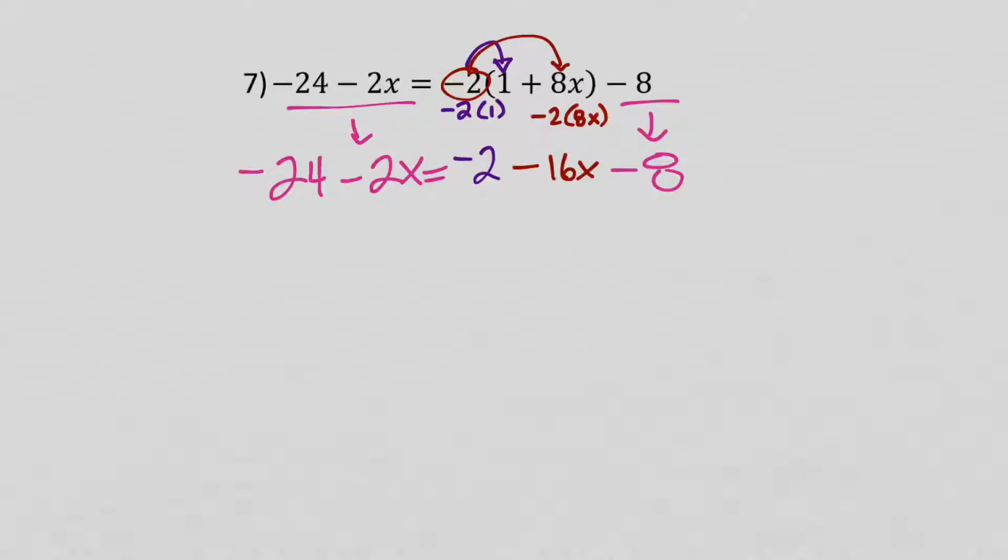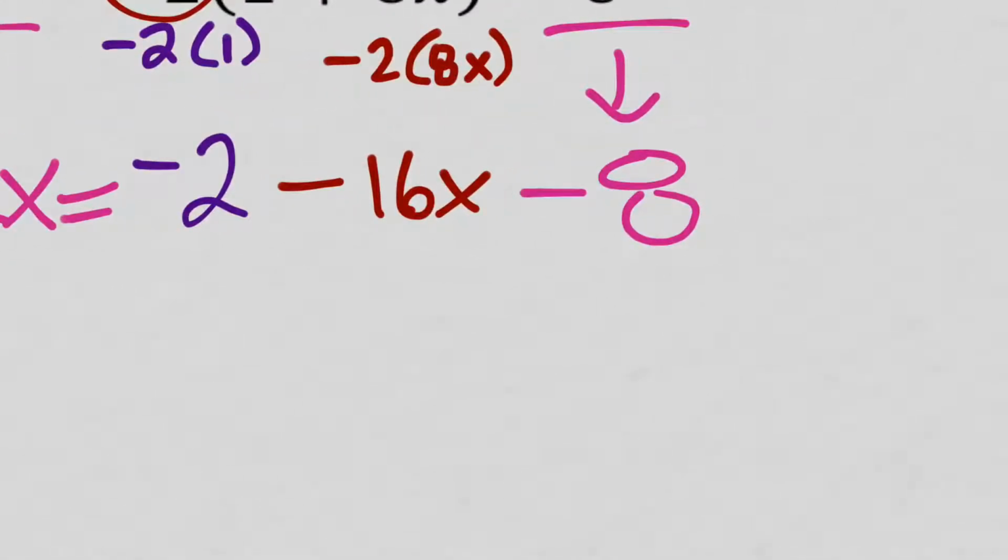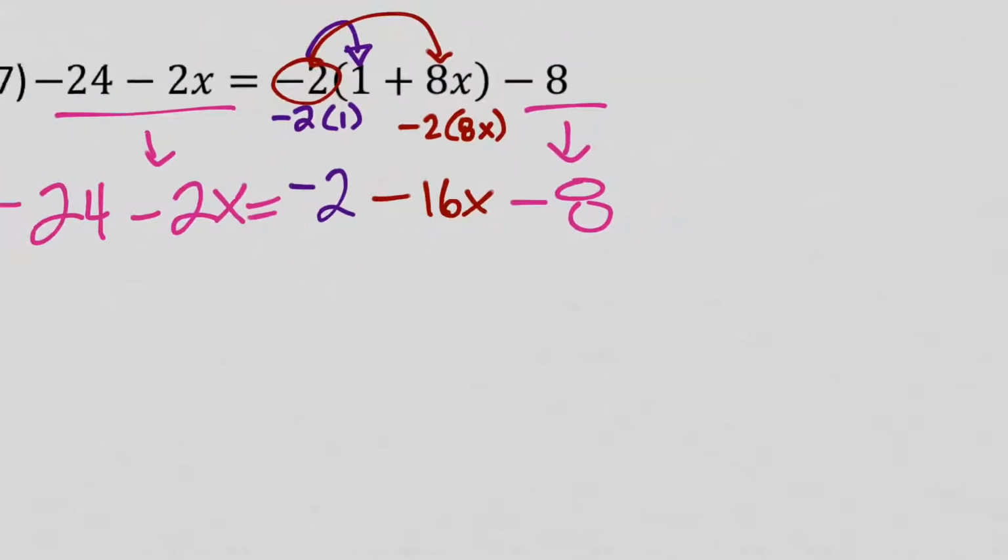So now you're going to notice that on the right hand side, I do have like terms. And those like terms are the ones that don't have an x. This guy doesn't have an x. This guy does. They're not like terms. This guy doesn't have an x. This guy doesn't either. So that means I'm going to combine these two because these are like terms.